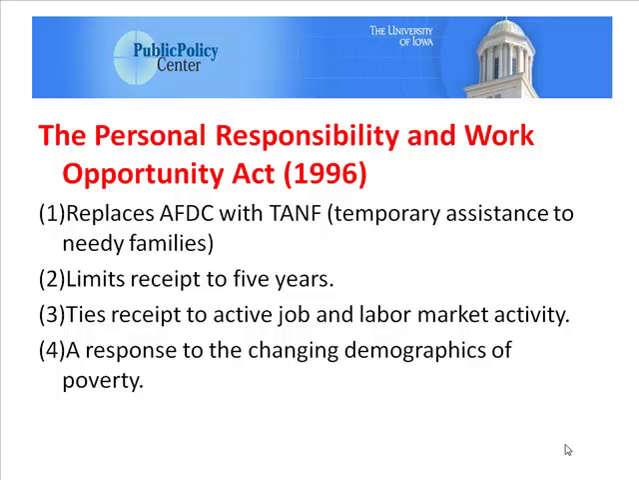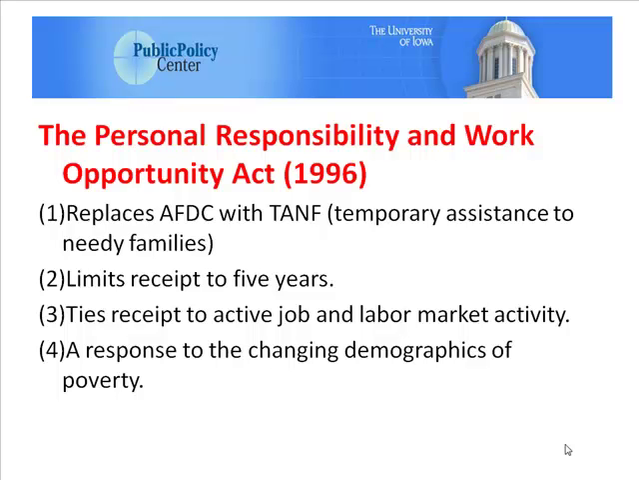Then we have welfare reform, or what is actually known as the Personal Responsibility and Work Opportunity Act of 1996. So in 1996, we replace AFDC with TANF, Temporary Assistance to Needy Families. We limit receipt of TANF to 5 years. We tie the receipt of benefits to active labor market activity and working.